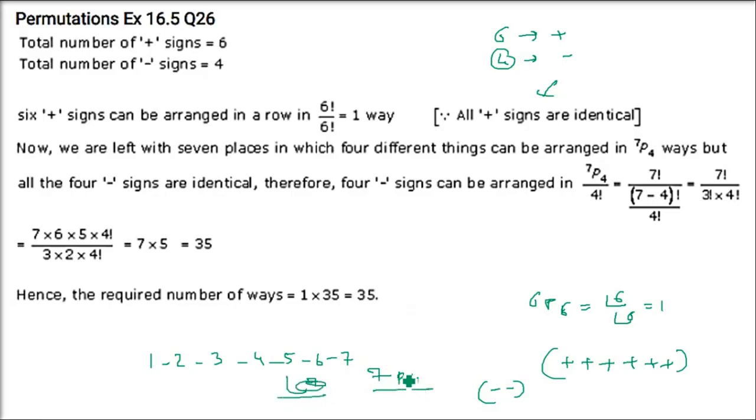7P4. Now 7P4 is there. But how many are repeated? 4 are repeated, so you have to divide it by factorial 4. So 7P4 by factorial 4. Now you have to just solve it. When you solve it, it is going to be 35. You know how to solve it? So this is 35 for negative, and for positive it is 1. Multiply by the principle of multiplication. 35 into 1 is equal to 35.